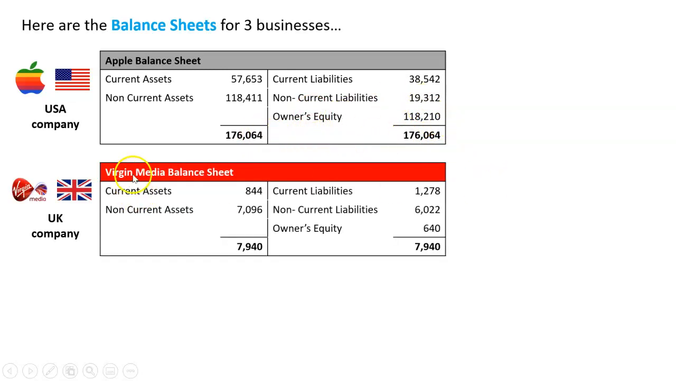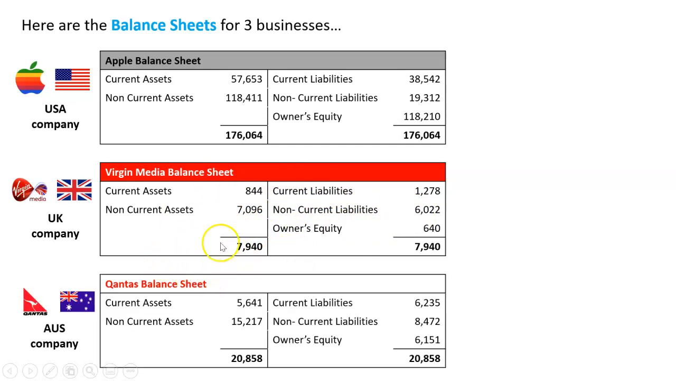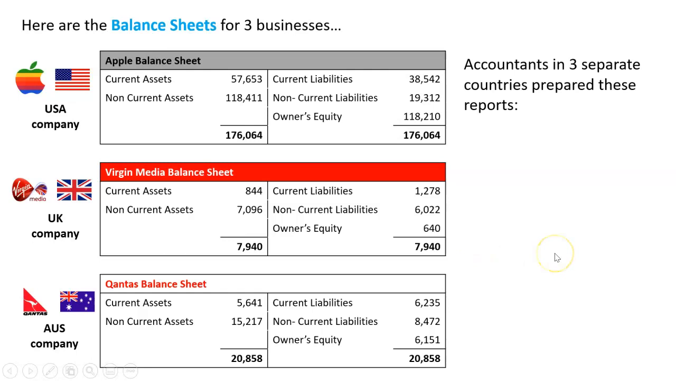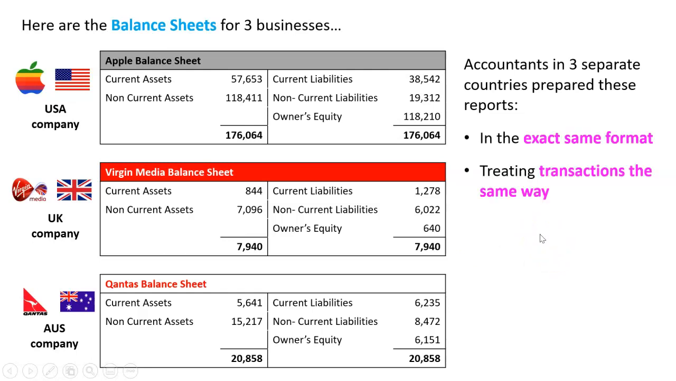We've also got the same report, a balance sheet, for a British company called Virgin Media. Assets on the left, liabilities and owner's equity on the right, and we can see the current and non-current and the totals. And lastly, we've got the same for an Australian company, Qantas. Assets on the left, liabilities on the right with owner's equity, and the assets and liabilities are broken into current and non-current. So accountants in three separate countries prepared these reports in the exact same format, treating transactions the same way. So how does that happen?